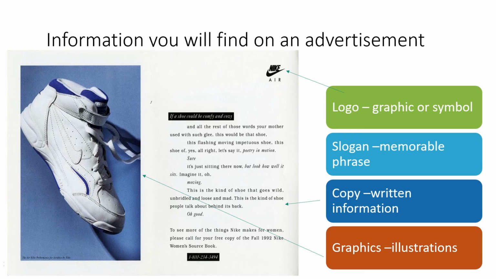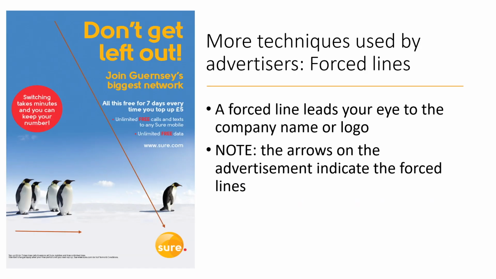And then you have copy. This is other written information which usually appears in small print on the advertisement. And you have graphics, which are usually illustrations of the product or a message that illustrate what the product or service is selling. And we even have more techniques used by advertisers, and we call these force lines. A force line leads your eye to the company name or logo. Note that the arrows on the advertisement indicate the force lines.